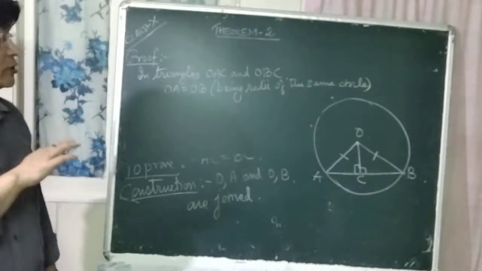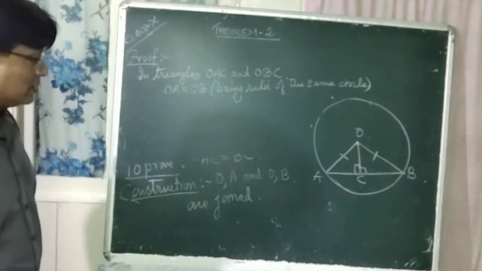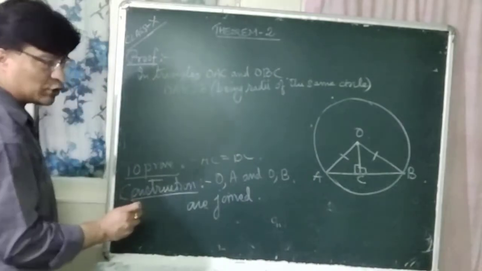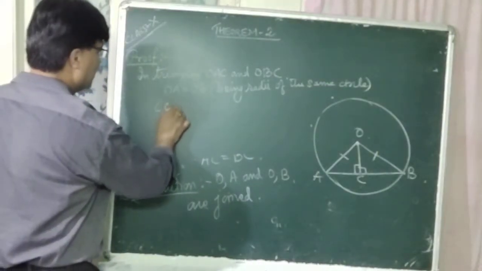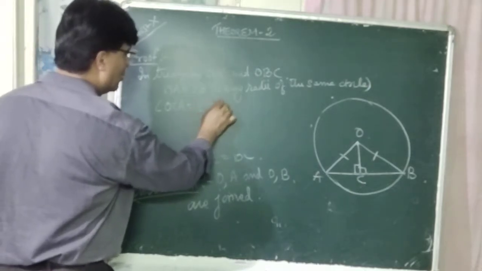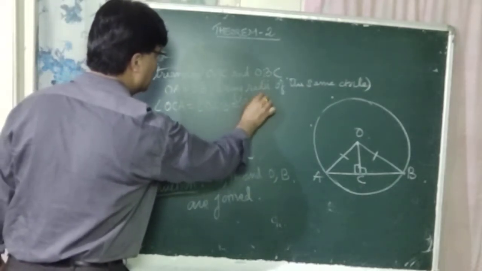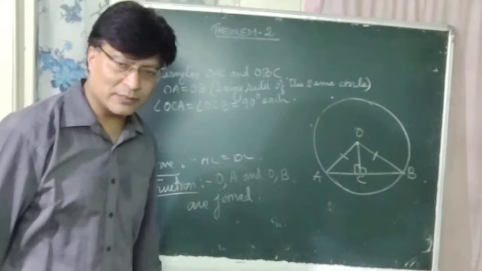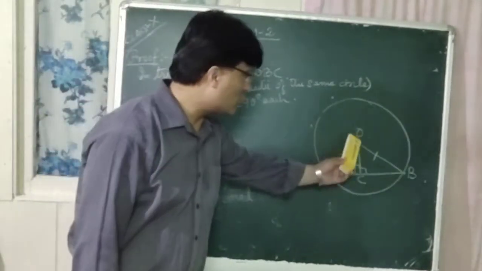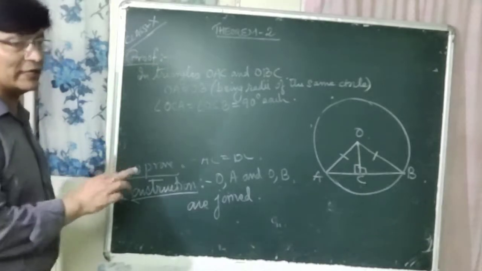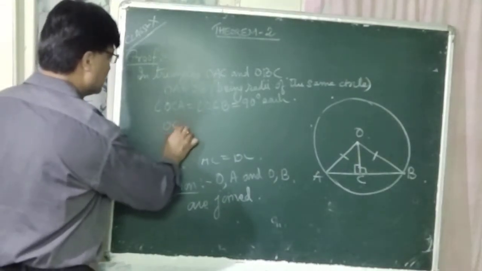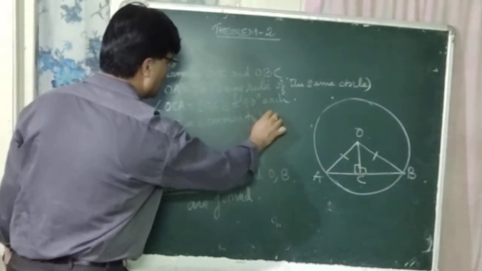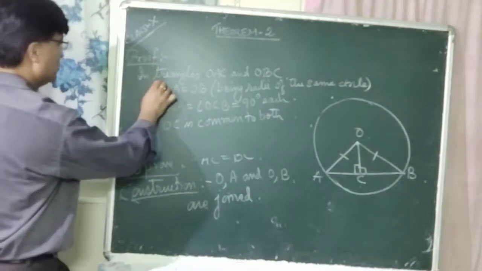So because they are radii of the same circle, they are equal. Okay? Now the next one: these two angles are equal, 90 degree each, isn't it? So angle OCA is equal to angle OCB is equal to 90 degree each. Both are 90 degree. Second reason. Third reason, what do we give? This OC is common to both the triangles OAC and OBC. So you will write here OC is common to both.